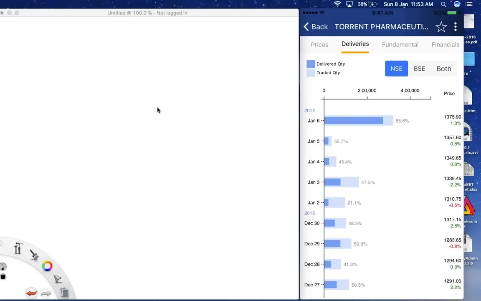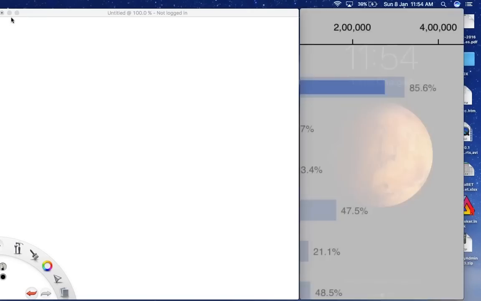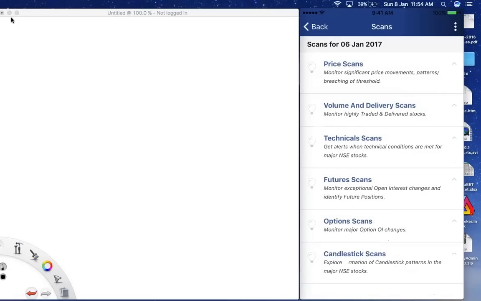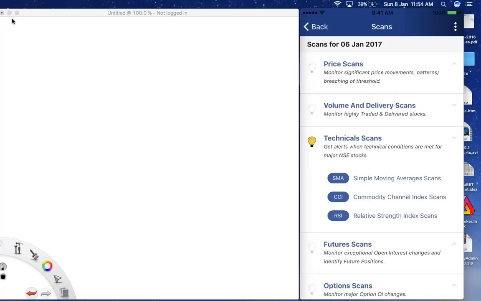So let's go back to where we were talking about the technical scans. Here we are. On the technical scans, we now have 3 elementary simple indicators: the simple moving average, the CCI, and the relative strength index. Those who have done the AST program with me are definitely aware of these things. CCI is something which tells you the trend of the market, but RSI is something that we cover quite in detail. So let me quickly show you one by one.